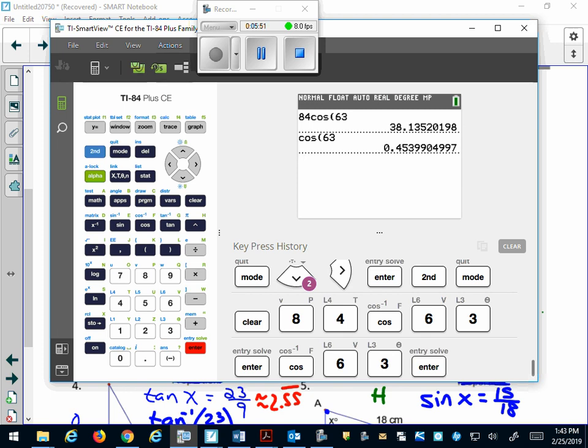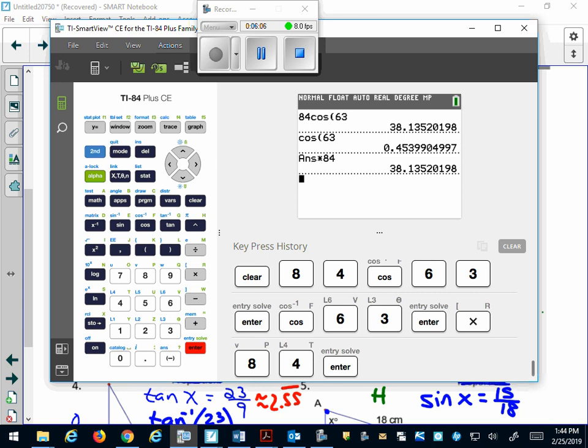0.45399, and so on. That is what is equal to the cosine of 63. So we could do cosine 63, push equals, and then multiply that by 84. You should get the same answer. The point is, you're really just multiplying two numbers together. You're cross-multiplying. But it's really important to understand that you're not multiplying anything by 63. You're multiplying by the cosine of 63.